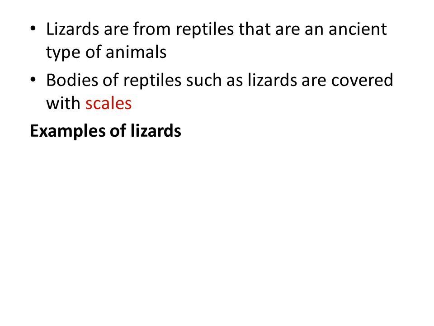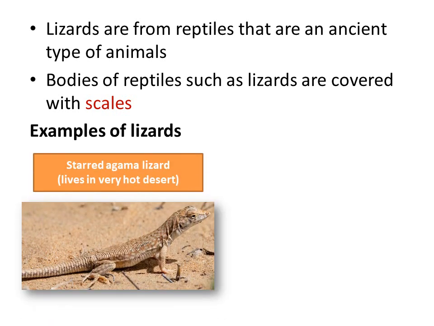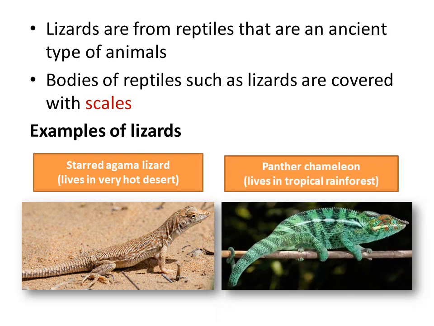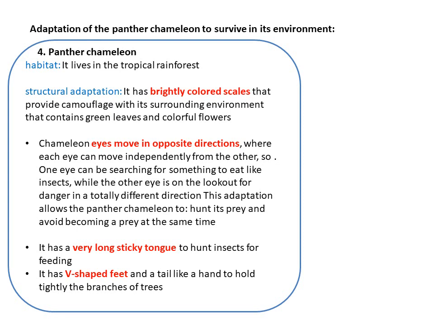So back to lizards. Lizards are reptiles, which are an ancient type of animals. Their bodies are covered with scales. Examples of lizards are the starred agama lizard that lives in very hot deserts, and the panther chameleon that lives in tropical rainforests. Adaptation of the panther chameleon to survive in its environment. The panther chameleon's habitat is a tropical rainforest.